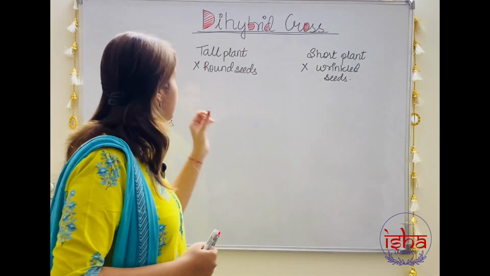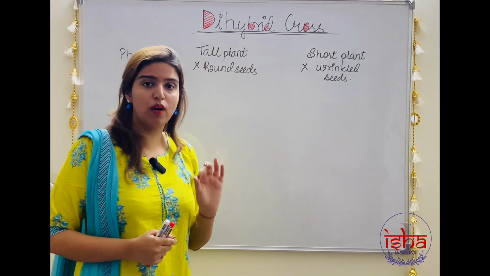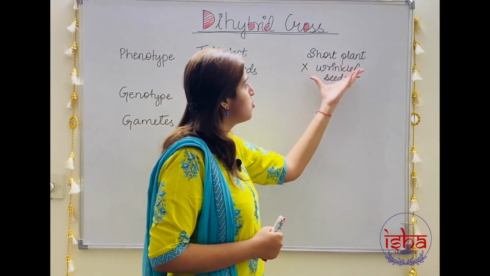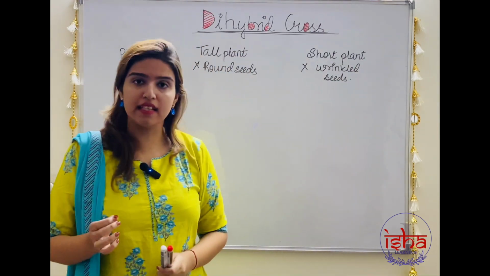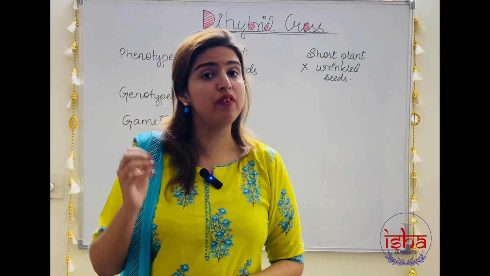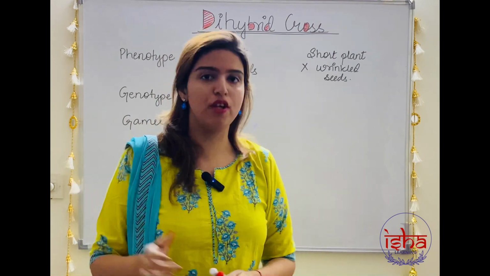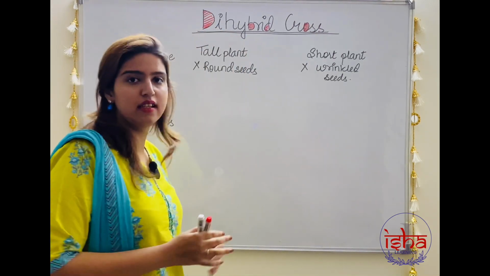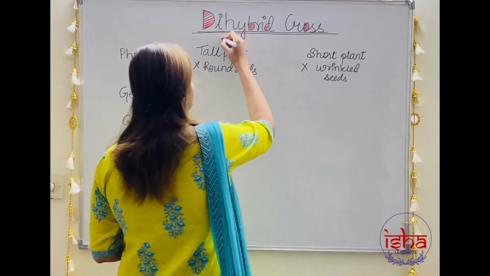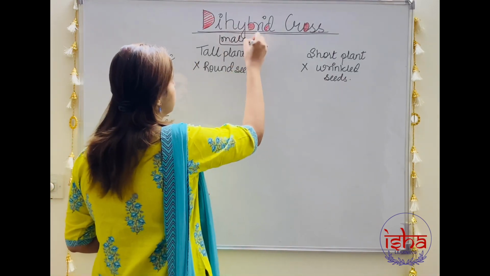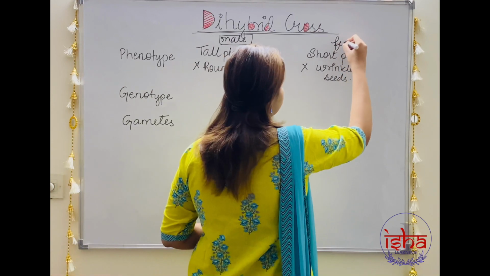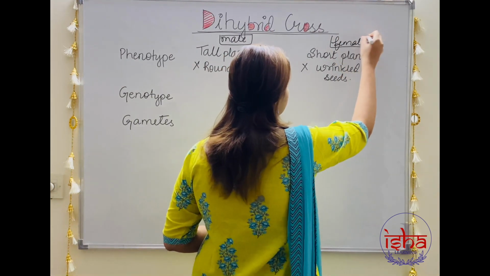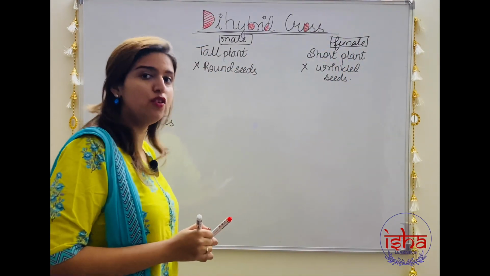Okay, so here I have chosen a tall plant with round seeds and another parent is a short plant with wrinkled seeds. Now this depicts the phenotype of the parent generation. I have already listed it. Now let's assume this is the male parent and this is the female parent. So we know the phenotype. Now let's try to write the genotype.